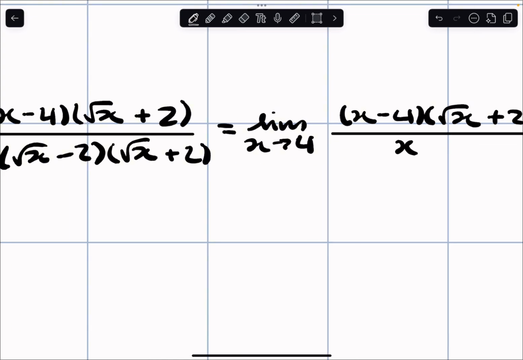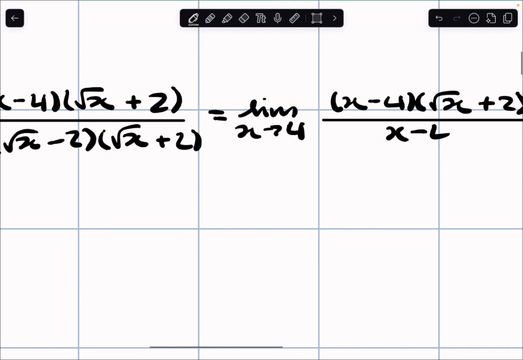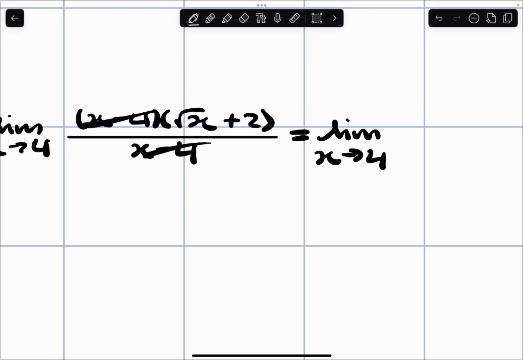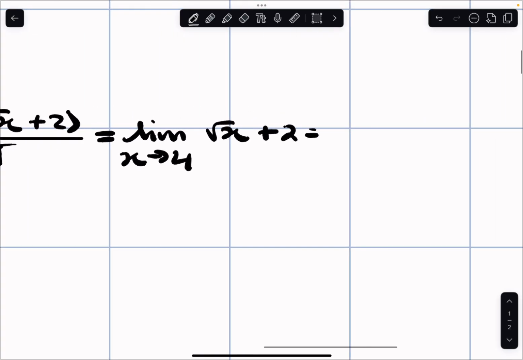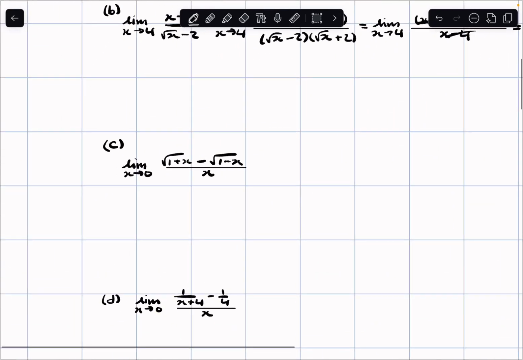Remember, this is the difference of squares. We don't have to multiply out the inner two, or the OI in FOIL. So then we have minus 4, and this will cancel out. And then we're left with the limit as x approaches 4 of the square root of x plus 2. And the square root of 4, when you plug that in, is going to be 2, and 2 plus 2 is 4. Perfect. Let's go on to letter C.